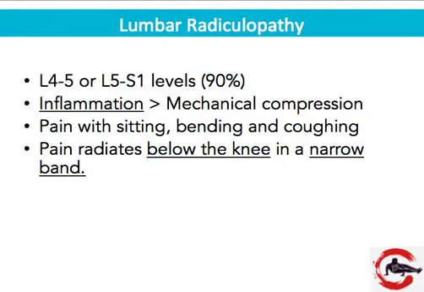And then if we jump into any radiculopathy from the lumbar spine, any pain radiating down the legs is typically from L4, L5, or L5-S1. That's 90% of the radicular pain. With inflammation, you're going to have mechanical compression, so some decompression therapy. Many of you have the decompression tables, which will be pretty awesome. If they have pain sitting or bending or with coughing, or if they have pain that radiates below the knee or in a narrow band, this is radiculopathy.